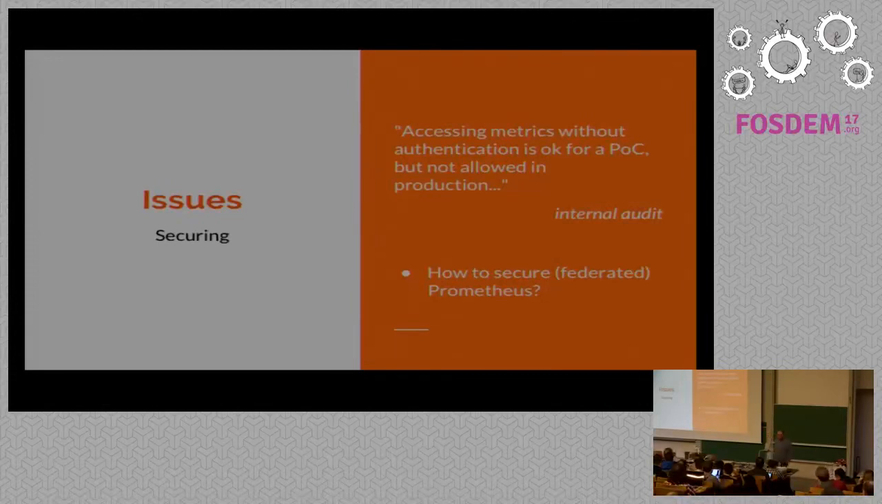This is not allowed in production, only in a proof of concept. We can do this, but not in the production environment. So I still have to figure out how to secure this inner Prometheus and still be able to get metrics out of it. So this is an open point. I have not looked into it up to now, but we know we cannot go live with this issue.